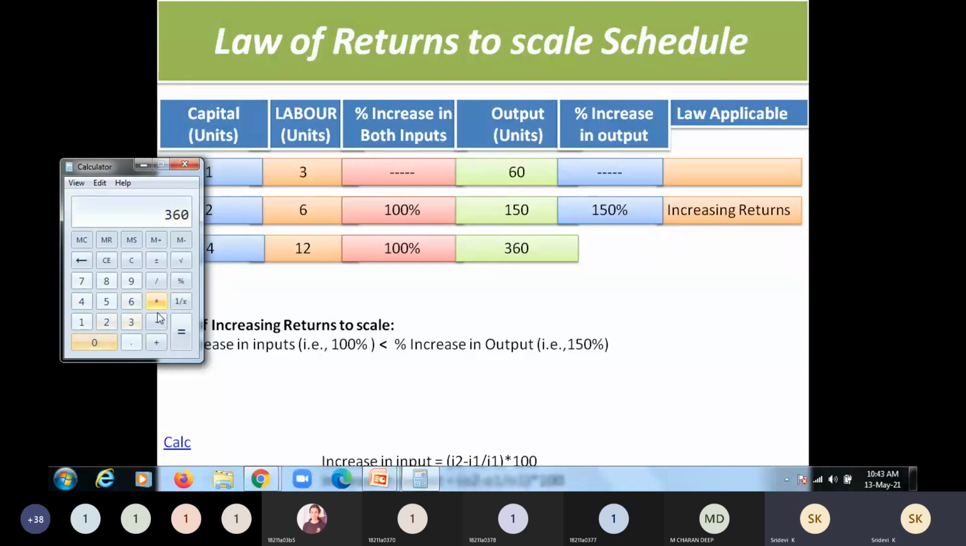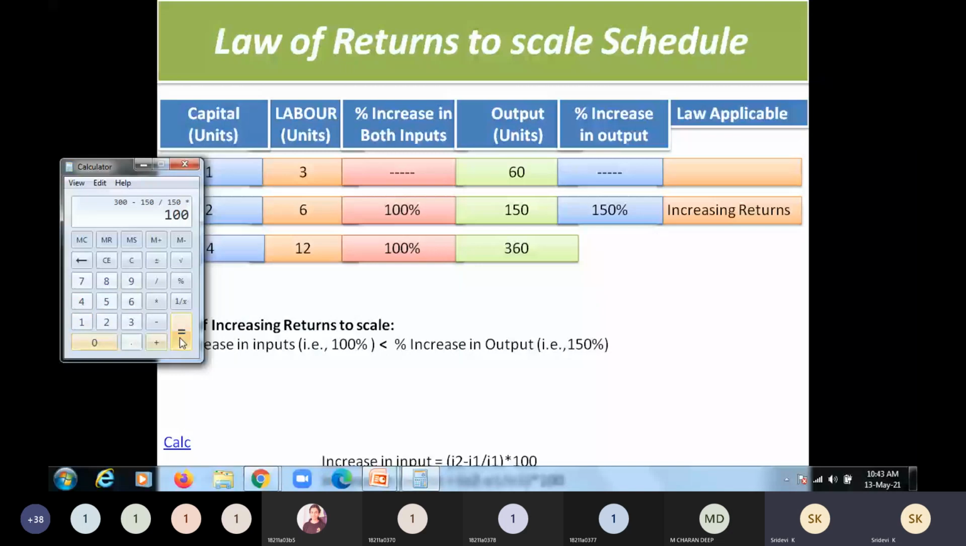360 minus 150 divided by 150, that is giving you 1.4. So I have to reduce this into 100, meaning 140% it is given, right? So here you take it as 300. Then it will be equal to 100%. 300 minus 150 divided by 150 into 100.